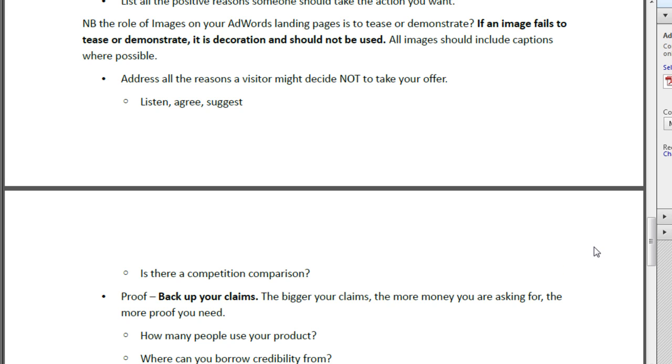And then whatever proposition your page makes, you're going to need proof. You're going to need to back up your claims and prove that your product fulfills the offer that you're making. The bigger the claim and the more money you're asking people for, the more proof that you need. So this can be testimonials, it can be case studies, video case studies can work really well. And there's other things that you can do as well.